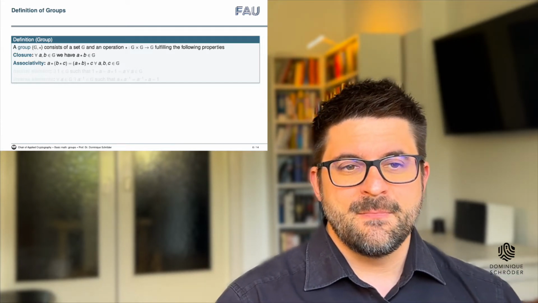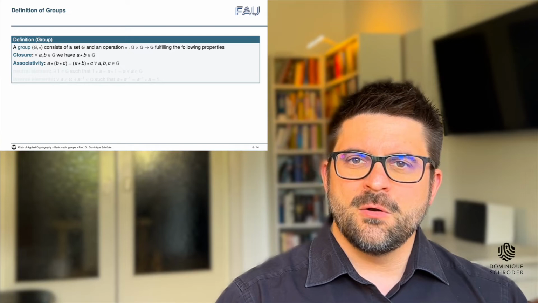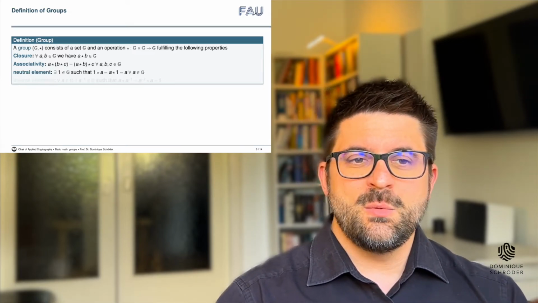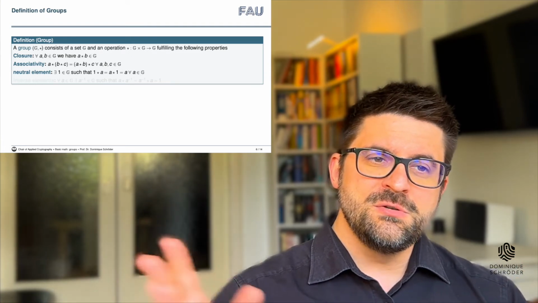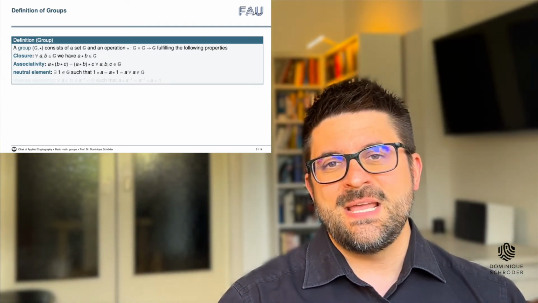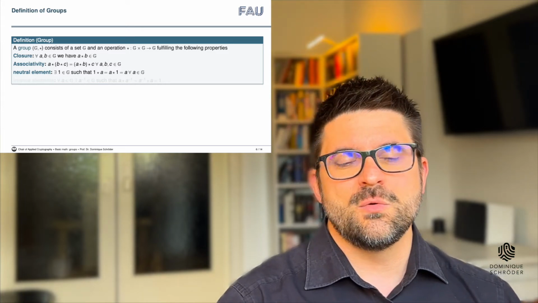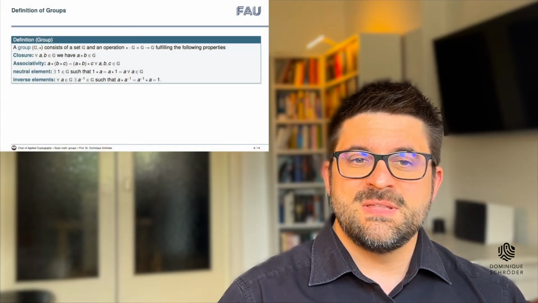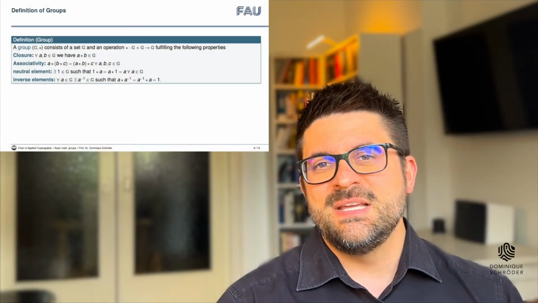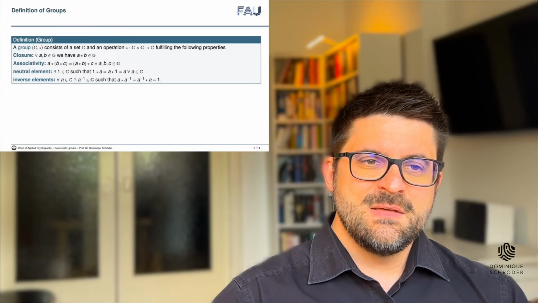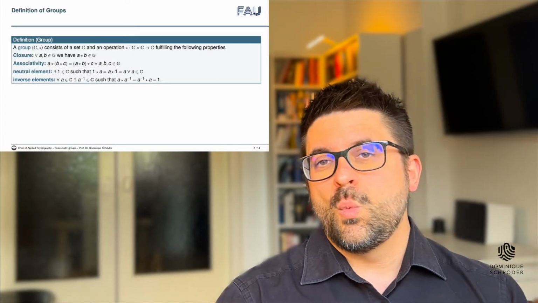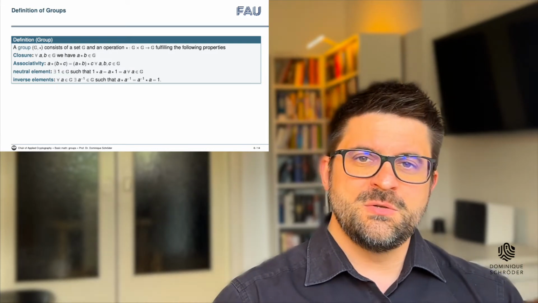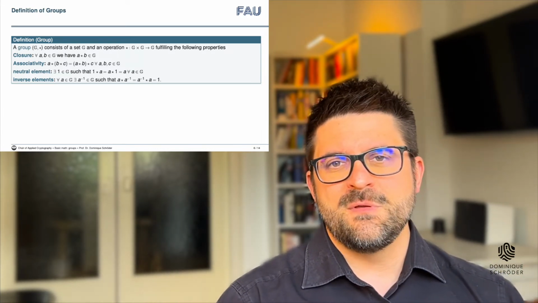The last two properties we've already discussed, and it's essentially the neutral element, which means that whenever you apply the group operation to the neutral element, the element will stay the same, and this must hold for all elements in this group. The second property that we already discussed before, that's the inverse element, and it essentially says that for all elements there exists one inverse element, which has the property that if you apply the group operation to both elements, then you will end up with the neutral element.